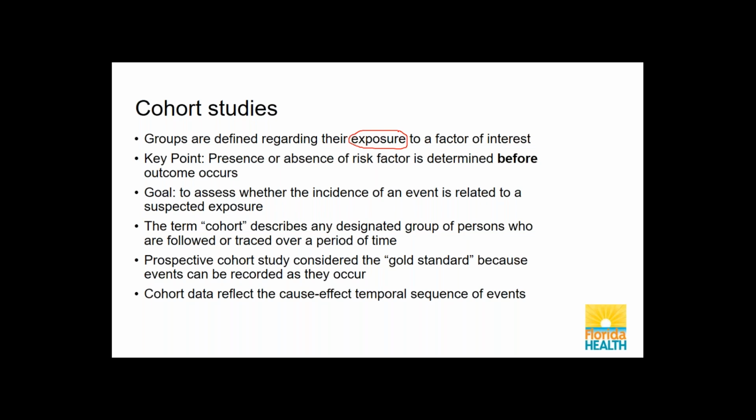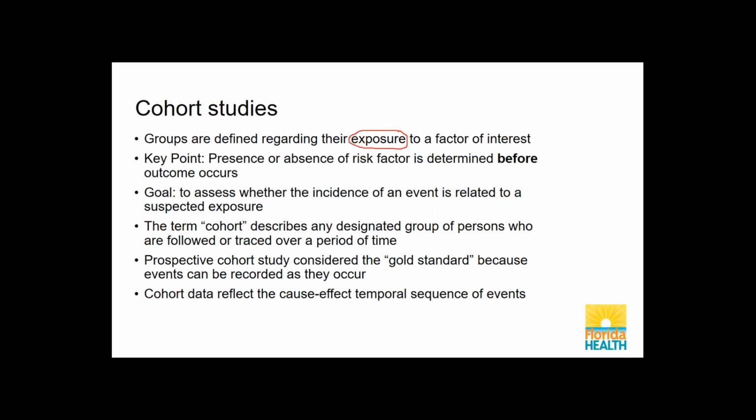Don't get confused. Make sure you review these slides, make sure you read the text, make sure you watch that YouTube video. Don't get these confused. The goal is to assess whether the incidence of an event is related to a suspected exposure. The term cohort describes any designated group of persons who are followed or traced over a period of time. And a prospective cohort study is considered the gold standard because events can be recorded as they occur.